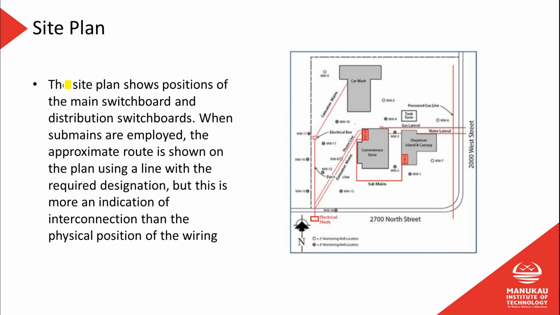So this is an example of a site plan here. What is it telling us? Position of main switchboard, distribution switchboard, where the submains are and the approximate route. It's generally telling us an indication of interconnection rather than the physical position of the wiring. So, what it's saying there is, for example, we can see this red line here, which is our submains going from one distribution board to another, which is nice, but that's not necessarily where that cable is.